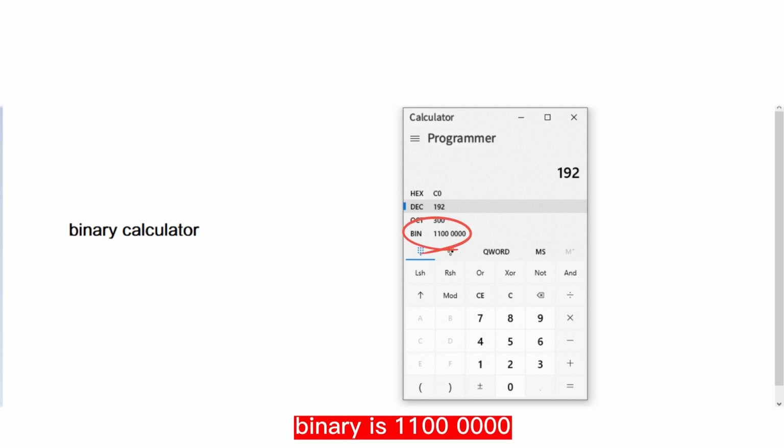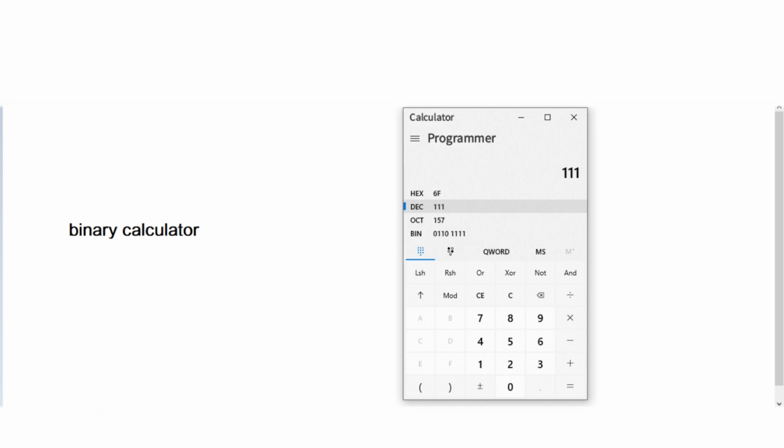Binary is 11000000. For example, write another 168. Binary is 10100000. Finally write a 111. Binary is 01101111. This is a calculator.